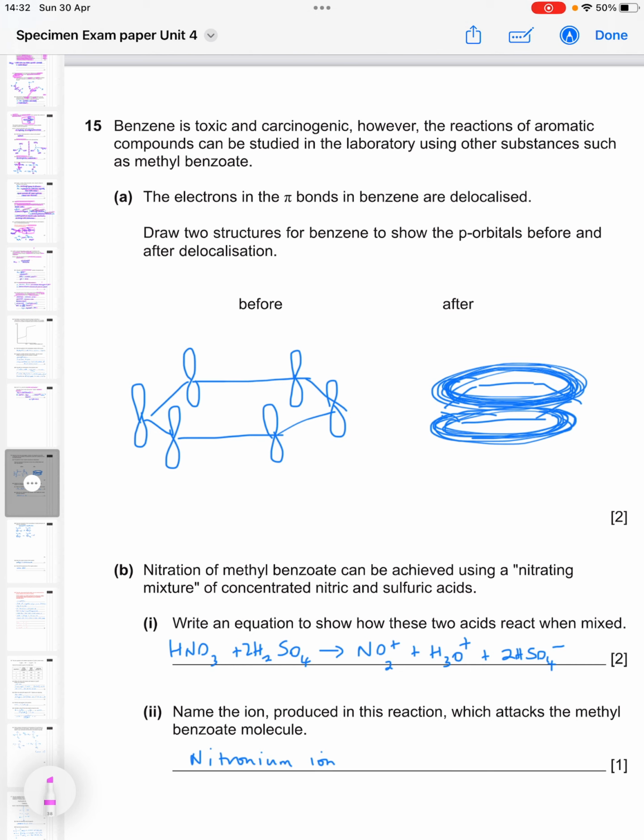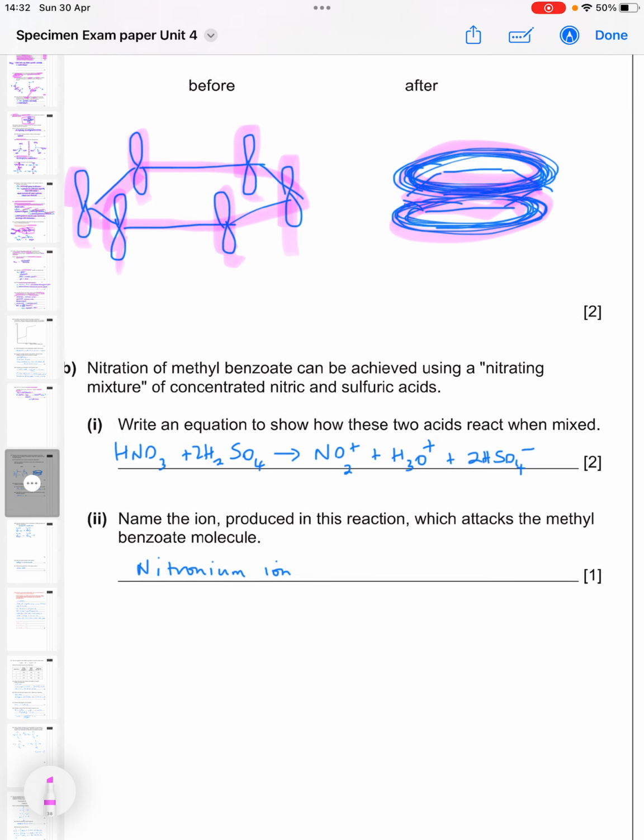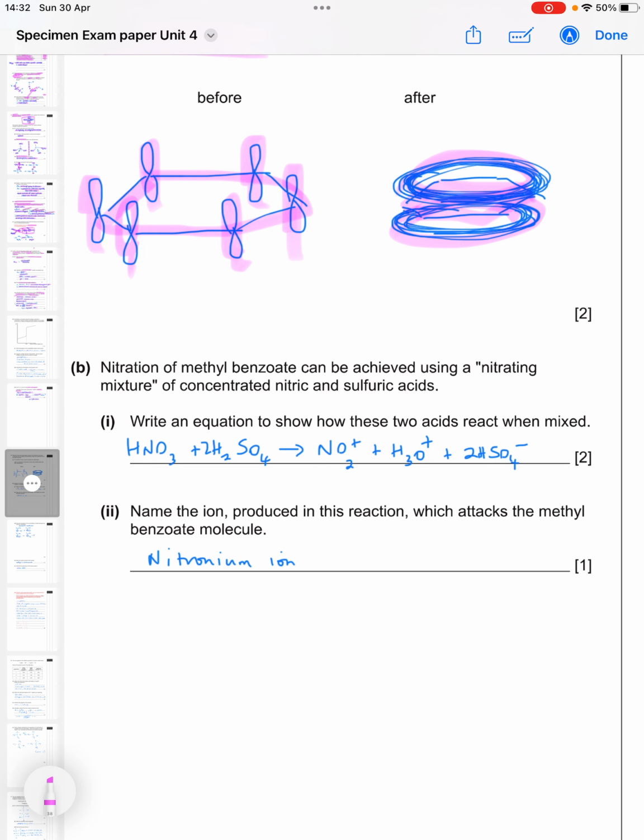Number 15, benzene is toxic and carcinogenic. However, the reactions of aromatic compounds can be studied in the laboratory using other substances such as methyl benzoate. So the electrons in the pi bonds in benzene are delocalized. Draw two structures for benzene to show the p orbitals before and after delocalization. So before, you see I've got the little benzene ring here, and we've got the little figure of eight shaped orbitals going on there. And then afterwards you can just about make out the little ring in the middle, and then we've got these two areas above and below the ring of delocalized electrons.